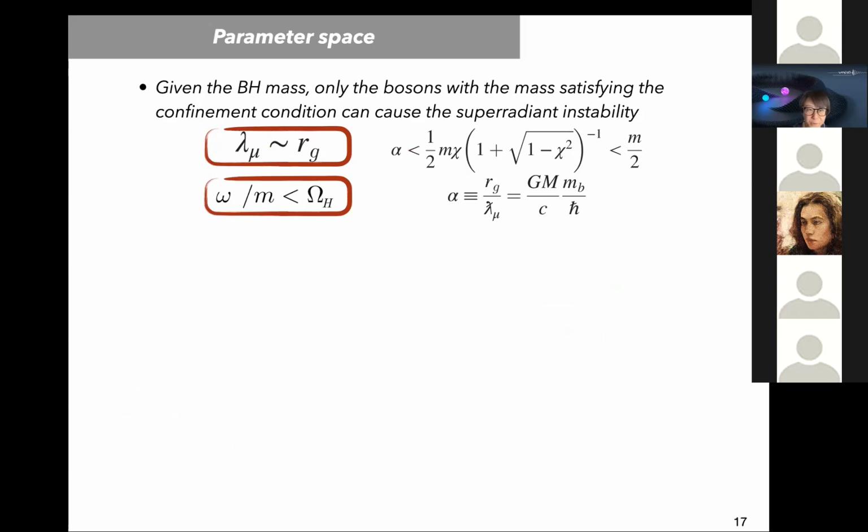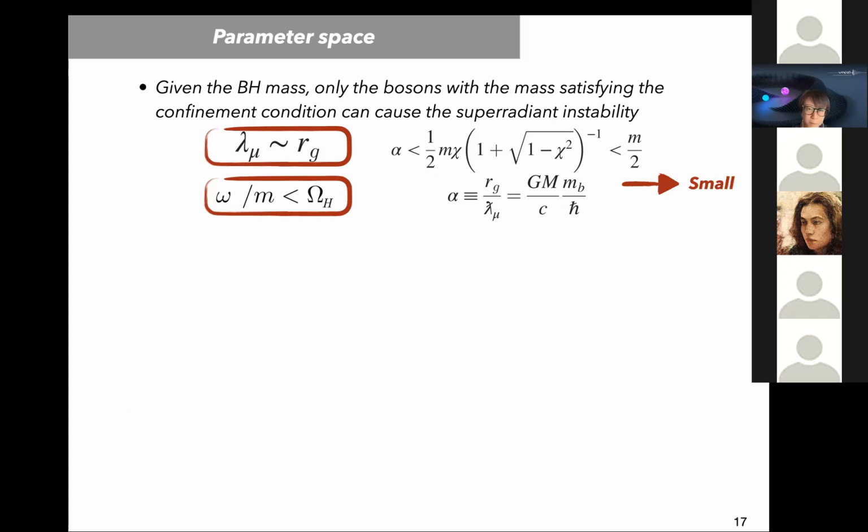Then for gravitational wave searches, we want to know what parameter space we actually want to focus on. So given a black hole with some mass, as discussed earlier, only those bosons falling in a mass range that corresponds to the black hole mass can satisfy this confinement condition indicated here, so as to trigger the instability. And in the first place, the superradiance condition needs to be satisfied. That means if we have a black hole spinning slowly or not spinning at all, superradiance is not happening at all. So based on these conditions, we can first derive the range of this fine structure constant alpha, which defines the relation between the black hole mass and the boson mass. And this is basically a small number and in a small range.